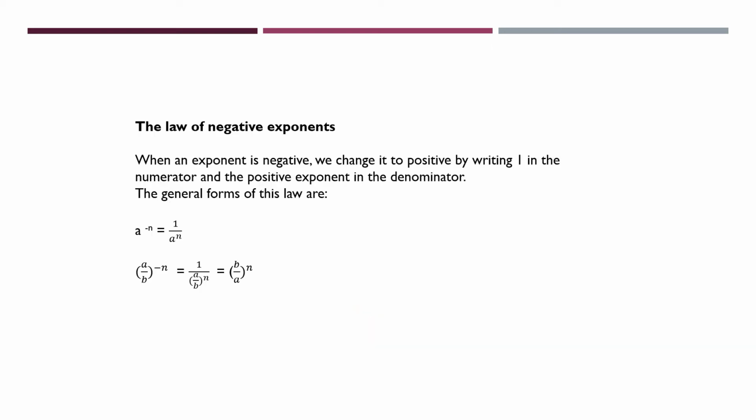The law of negative exponents. When an exponent is negative, we change it to positive by writing 1 in the numerator and the positive exponent in the denominator. A raised to minus n equal to 1 by a raised to n. (a by b) whole raised to minus n equal to 1 by (a by b) whole raised to n, which is equal to b by a whole raised to n.